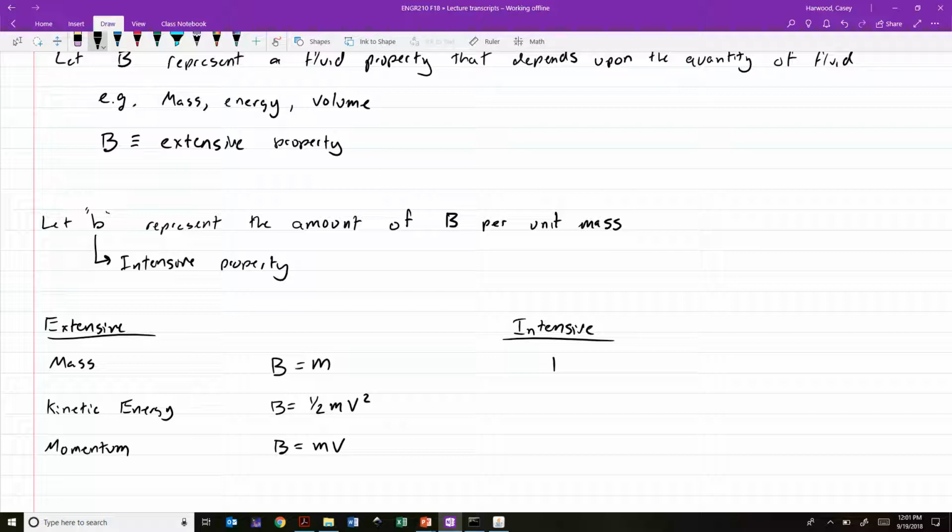Okay, kinetic energy. Just divide out the m, 1/2 v squared. Okay, momentum. They're going to be v, right? The velocity. So this is a different way of thinking about how we describe the amount of a property per unit mass, where we could say the velocity of a fluid is also considered then the momentum per unit mass.